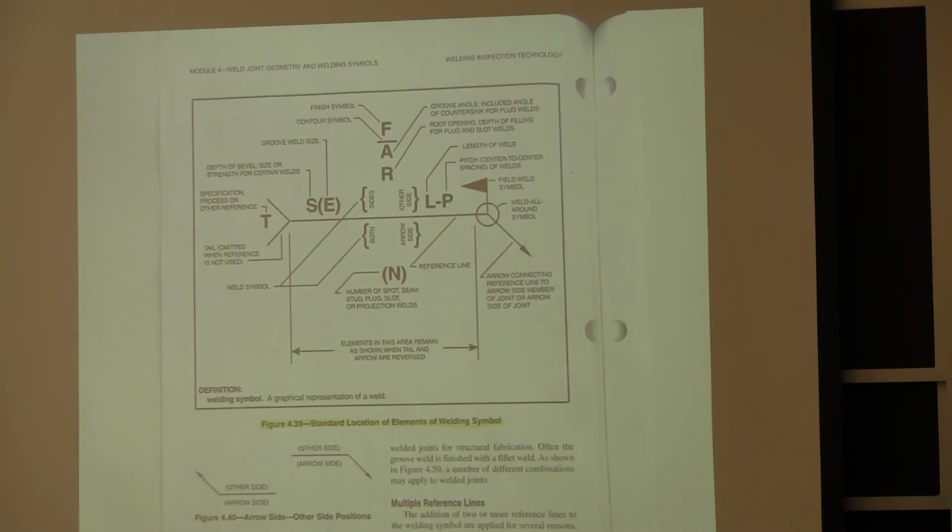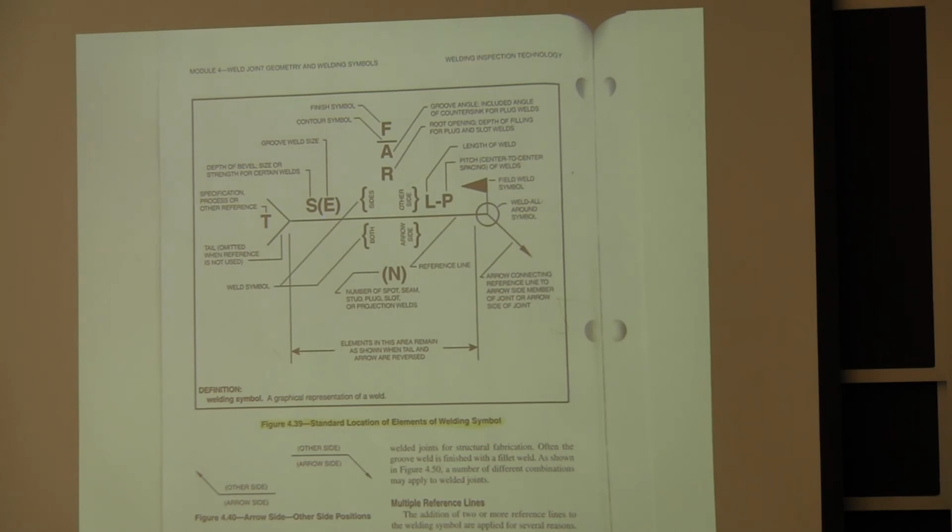The reference line is just this line right here. That's kind of where the information is centered. It's put upon that line. And if you'll notice right down here, it says that information would remain the same whether the arrow and the tail were switched sides. That reference information would all remain right there. The arrow is required, and the arrow points to where the weld is supposed to go. And then there's information on the reference line.